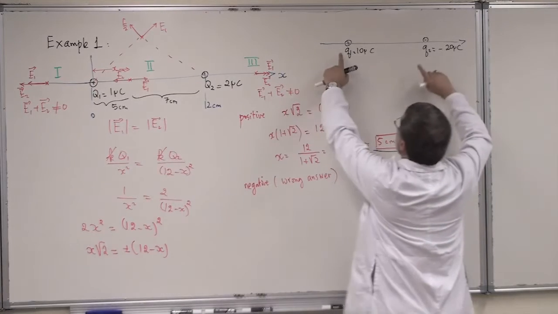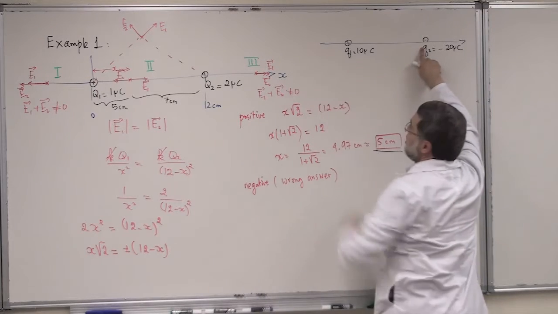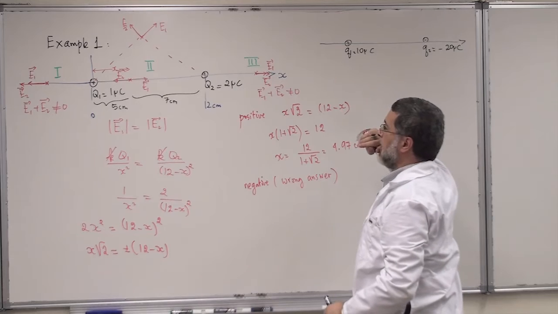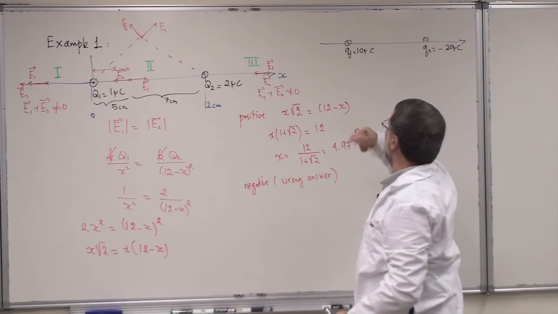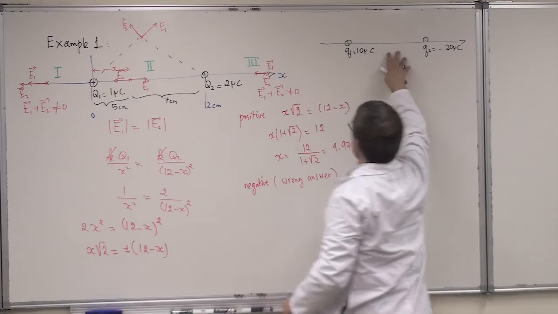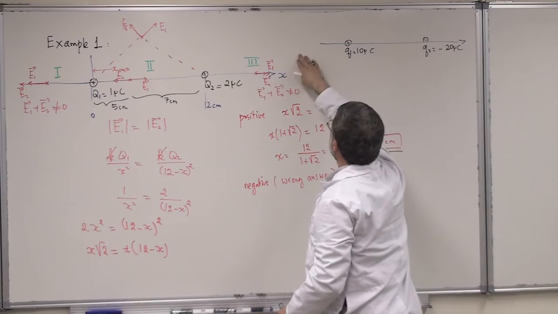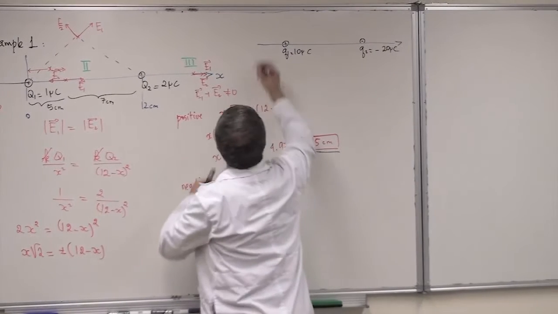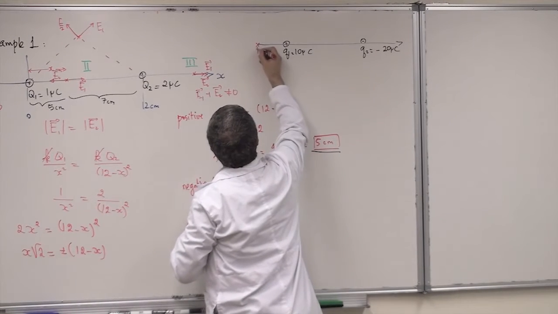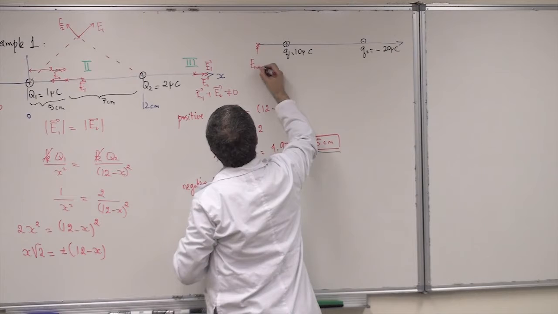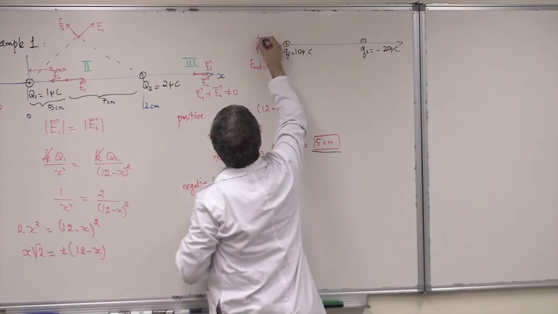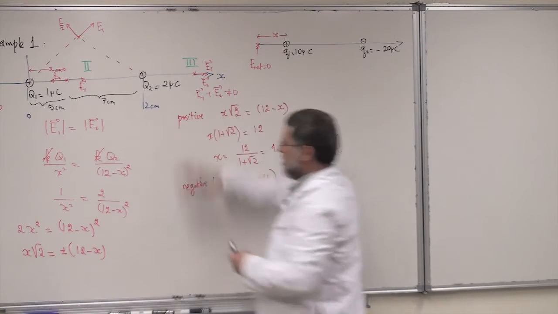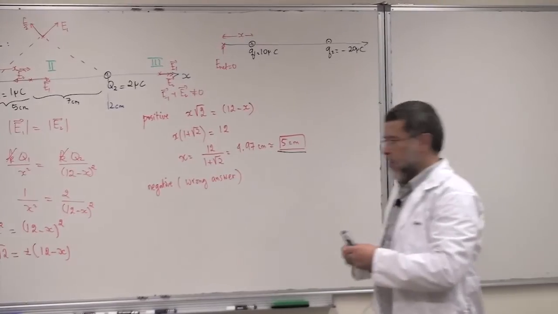But if one of them is positive and the other one is negative, the net electric field will be 0 on the outside, not in between the charges. It will be outside the charges, and it will be closer to the charge which is smaller in magnitude. So my point will be here. This is a point where the net electric field will be equal to 0, and I call this distance x, and you solve in the same way.